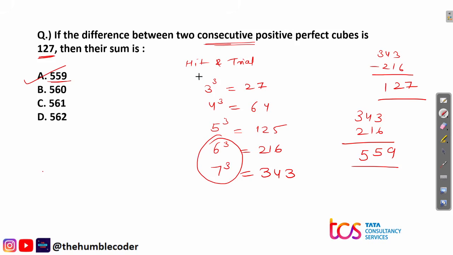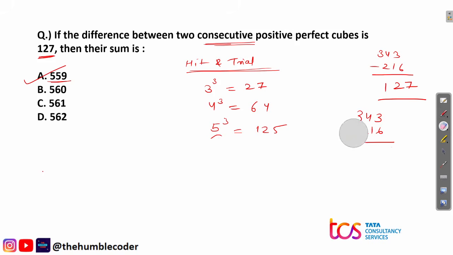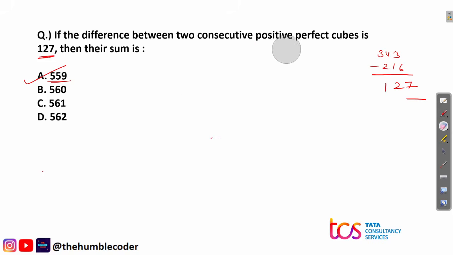I said there are two methods of solving this. So this was hit and trial. Hit and trial, why? Because we do not know the exact numbers. What we were doing is taking some numbers and trying the hit and trial method, and finally we got these two numbers and we got the answer. So this was one of the methods.